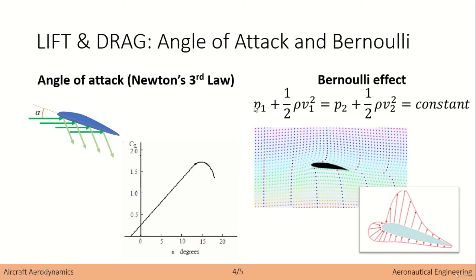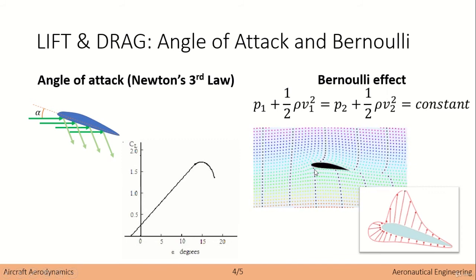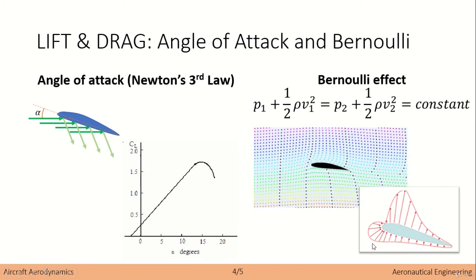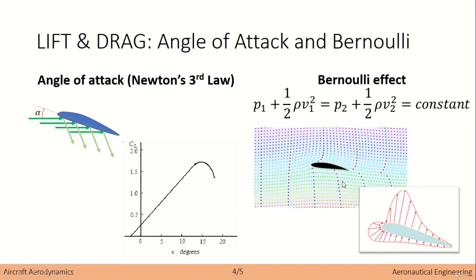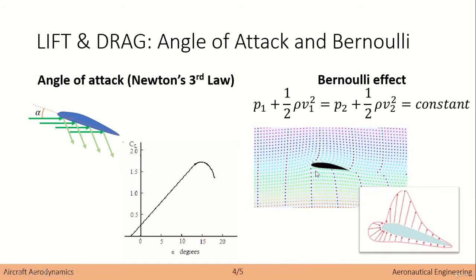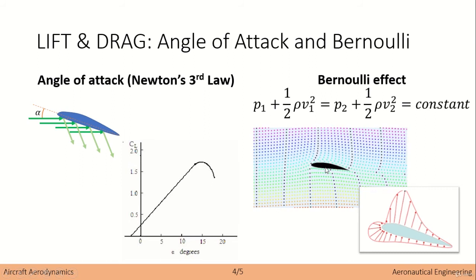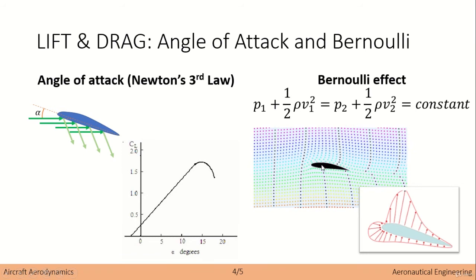High velocity, low pressure. So in this case we have high velocity, so we have low pressure. And in this case we have little velocity, so we have higher pressure. And this is just represented like this, okay? Now, the idea here is that we still have some pressure acting here. But because we have more pressure on the bottom, there will be a net force on the airfoil upwards, okay?